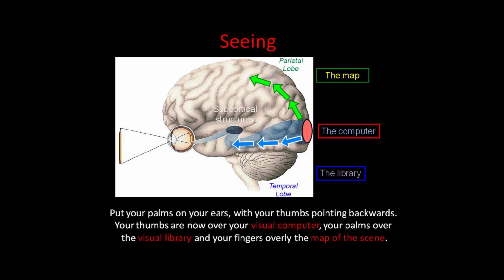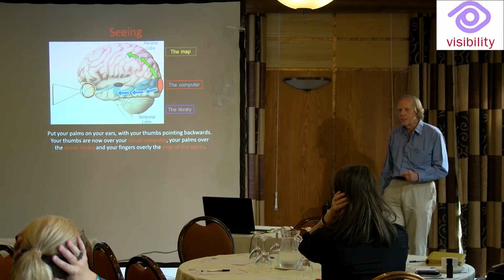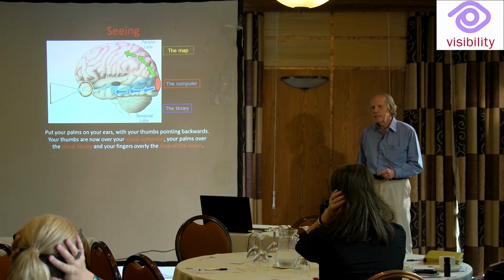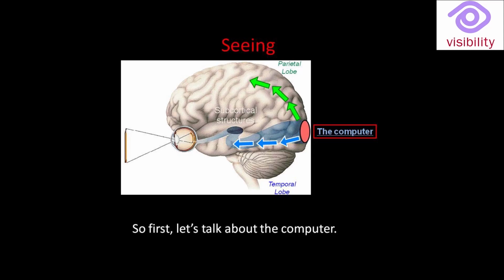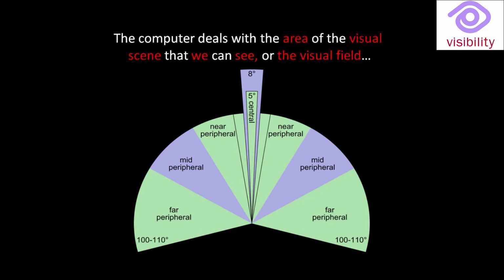If you would put your palms over your ears, with your thumbs pointing backwards, your thumbs are now over your visual computer, your palms are now over your visual library, and your fingers overlie the map of the scene. Thank you. So first, let's talk about the computer. The computer deals with the area of the visual scene that we can see, or the visual field.